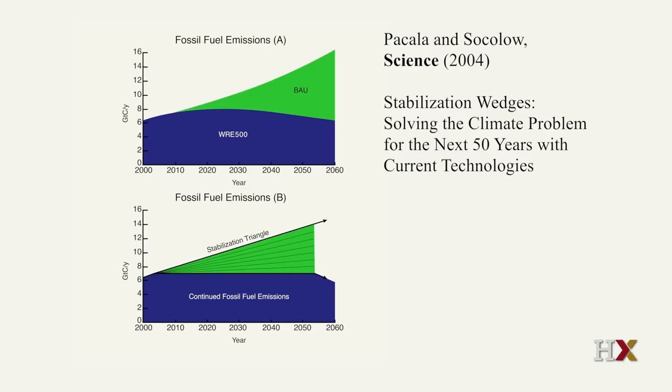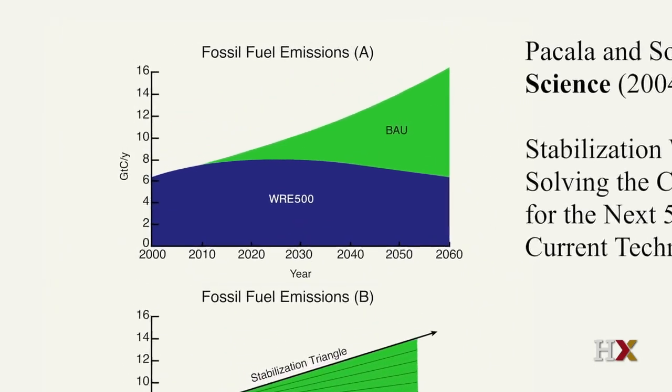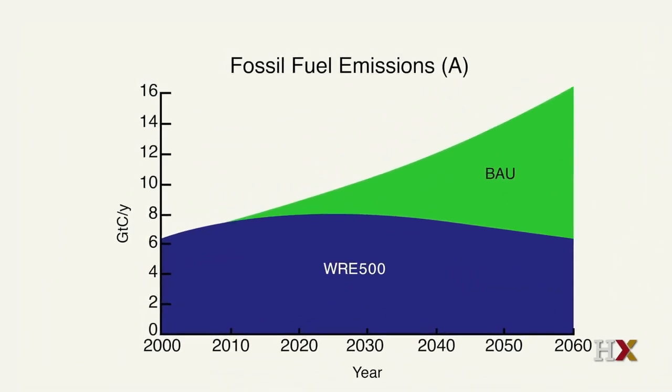What this shows in blue is the 500 parts per million stabilization scenario. So this would be a scenario that essentially allows atmospheric CO2 levels to stabilize at 500 parts per million. The upper curve is the business as usual scenario, essentially one of the different scenarios that has the world continuing to use fossil fuels and continuing to increase its carbon dioxide emissions.